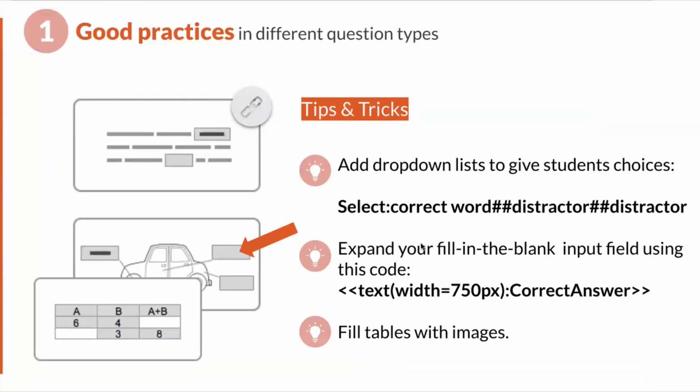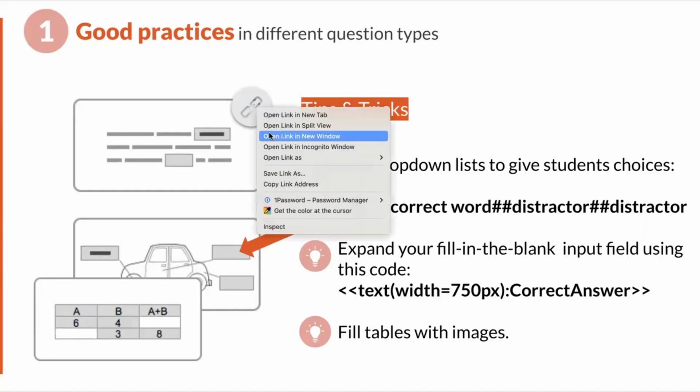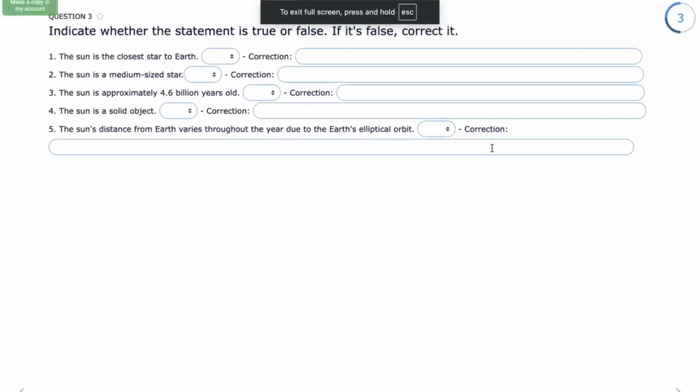I showed you annotate picture. You can also have drop down lists appear to students. The way that you do this is you input a code, select, you have your first answer choice, then 2 hashtags, and then your other answer choices. So here is one that looks like this. We have a drop down here for making true false questions. And if it's false, the students would then correct the answer and type in what the answer is.